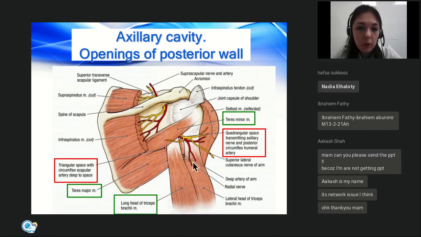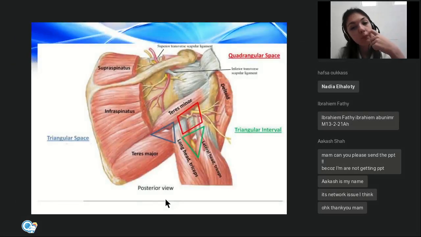There is one more term which we will not study actually in normal anatomy, but in topographic anatomy. It is the triangular interval. The triangular interval is bounded superiorly by teres major, medially by the long head of triceps brachii, and laterally by the lateral head. And through this triangular interval, the deep artery of the arm, arteria profunda brachii, together with the radial nerve, pass to enter the muscular canal. Yes, here you can see the same again: triangular space, quadrangular space, and triangular interval.